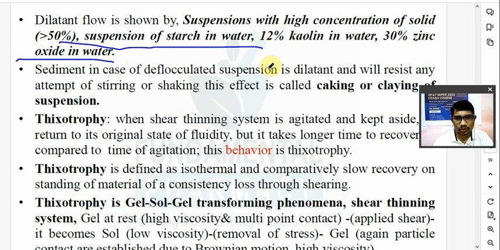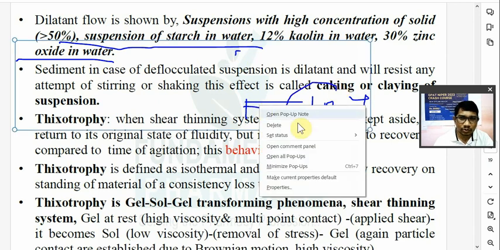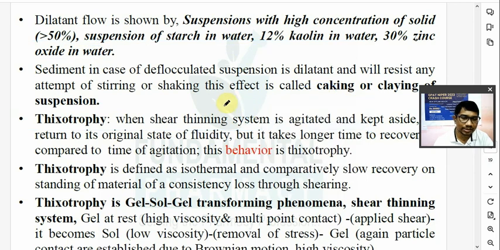So these suspensions, सस्पेंशन के रिगार्डिंग दो फ्लो है. एक होता है फ्लॉकुलेटेड सस्पेंशन है ना, they will show you plastic flow. Because plastic flow में क्या आता है, yield value आता है. Yield value क्या है, indicator of force of flocculation. So in the plastic flow there is a yield value, which is nothing but the force of flocculation.